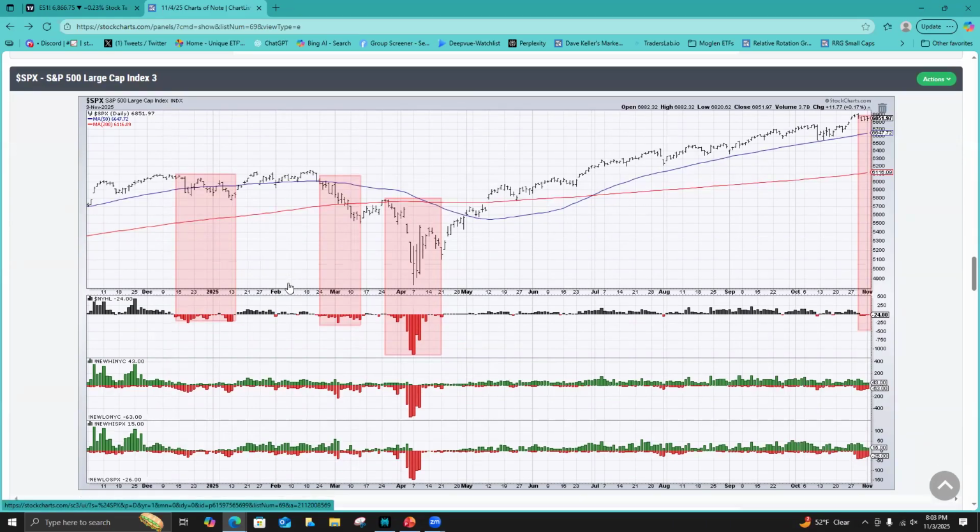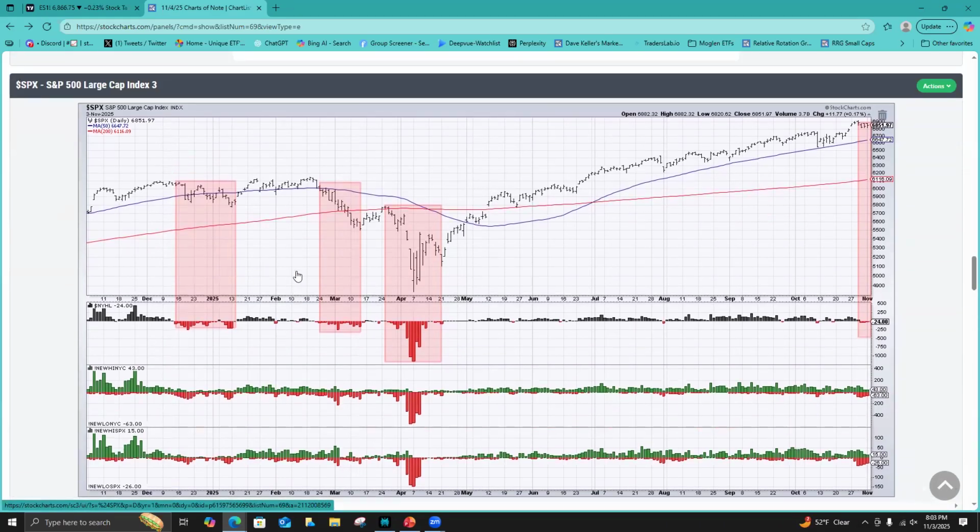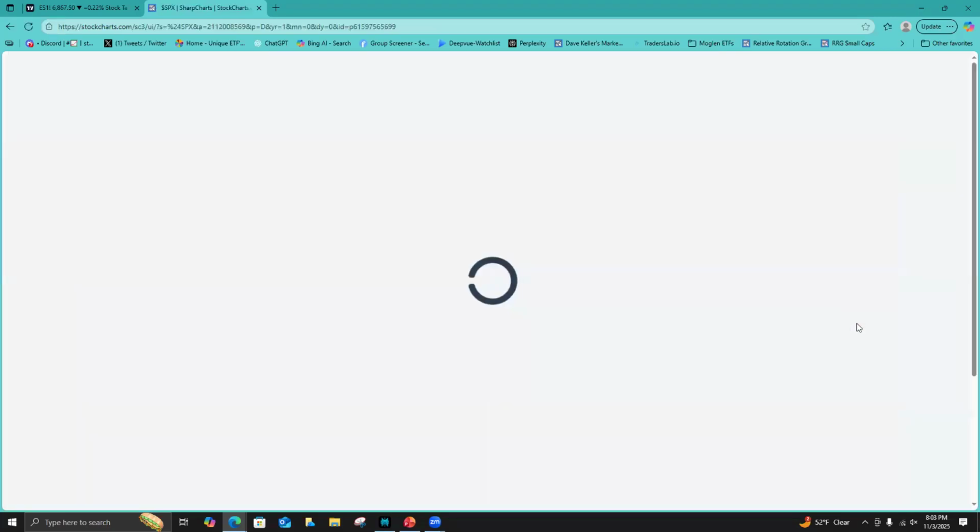S&P 500 new highs, new lows. S&P 500, as you can see right here, we don't want to see this red. Just wanted to point this out to you. We don't want to see this red. You can see what's happening to the S&P 500. Don't want to see this red. You can see what's happening. And as you can see right here, we have this red showing.